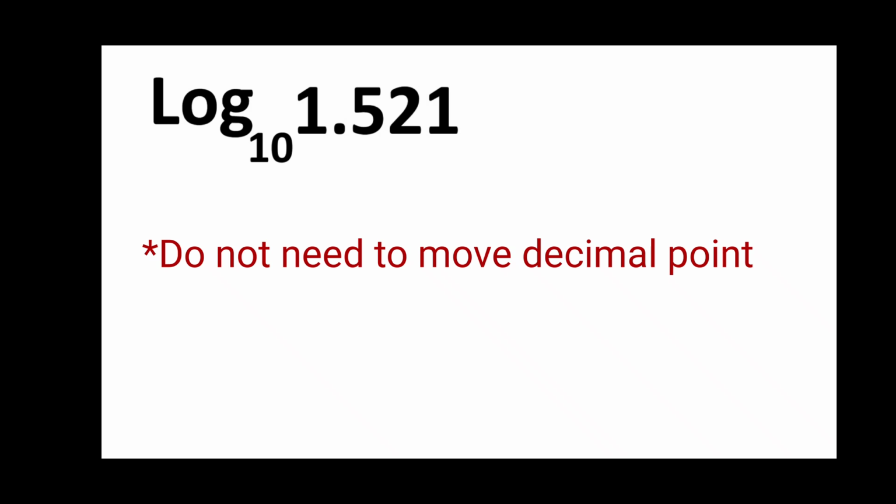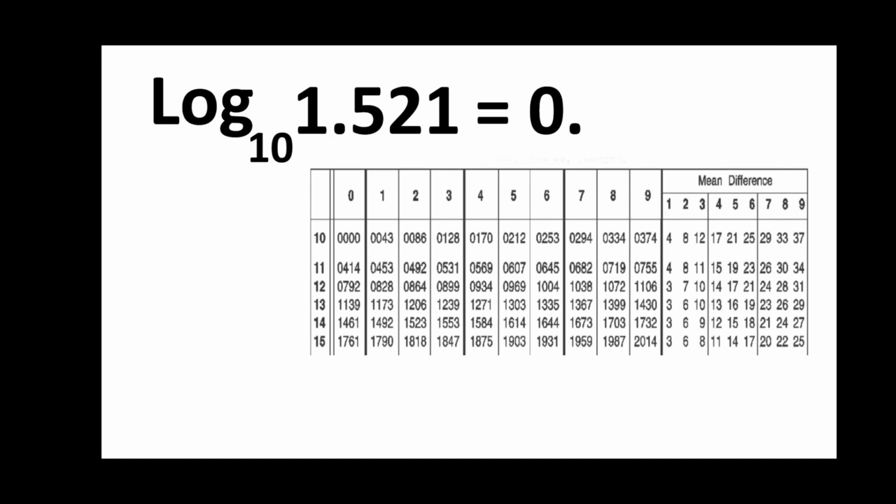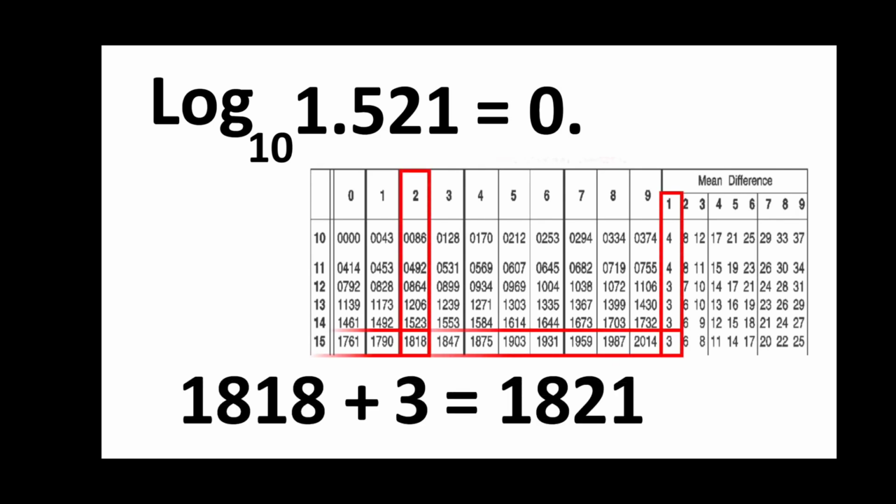Next example. Here the decimal point is already after the first digit. Hence, we do not need to move the decimal point. Since we did not move the decimal point, the characteristic becomes 0. Grouping the numbers and referring to the logbook, we get 1821 as the mantissa. Hence, the answer is 0.1821.